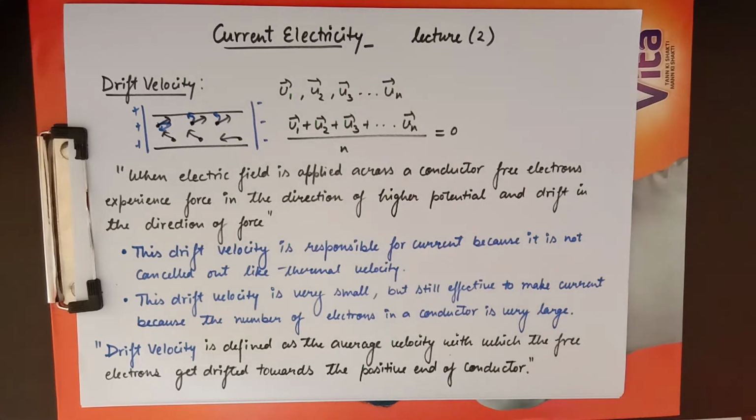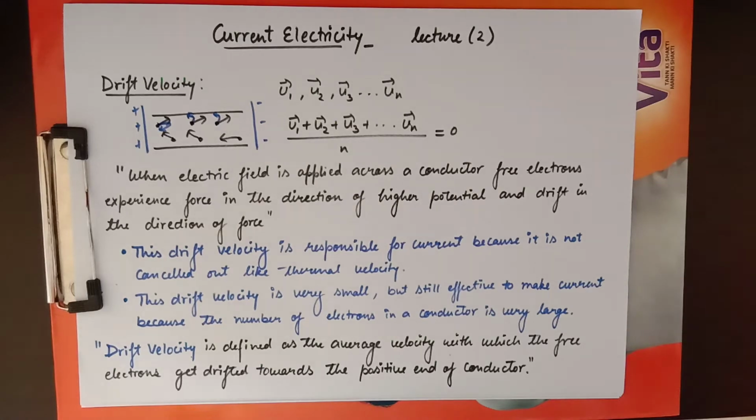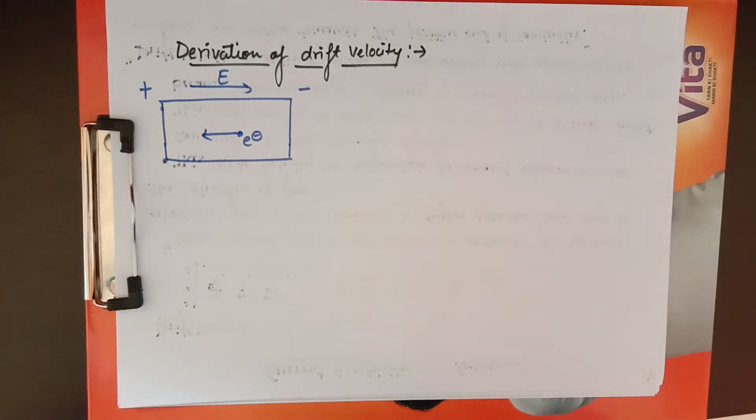But if we apply some external electric field across the conductor, then those electrons get drifted towards the positive end, or we can say these electrons get drifted towards the higher potential, and the average of the drift velocities is called net drift velocity or drift velocity. Now we will see the derivation of drift velocity.